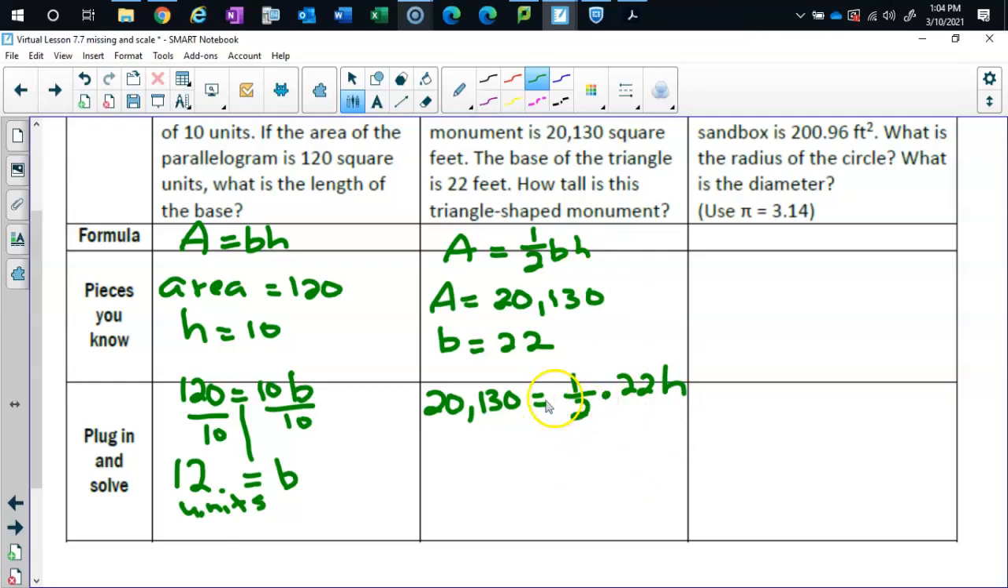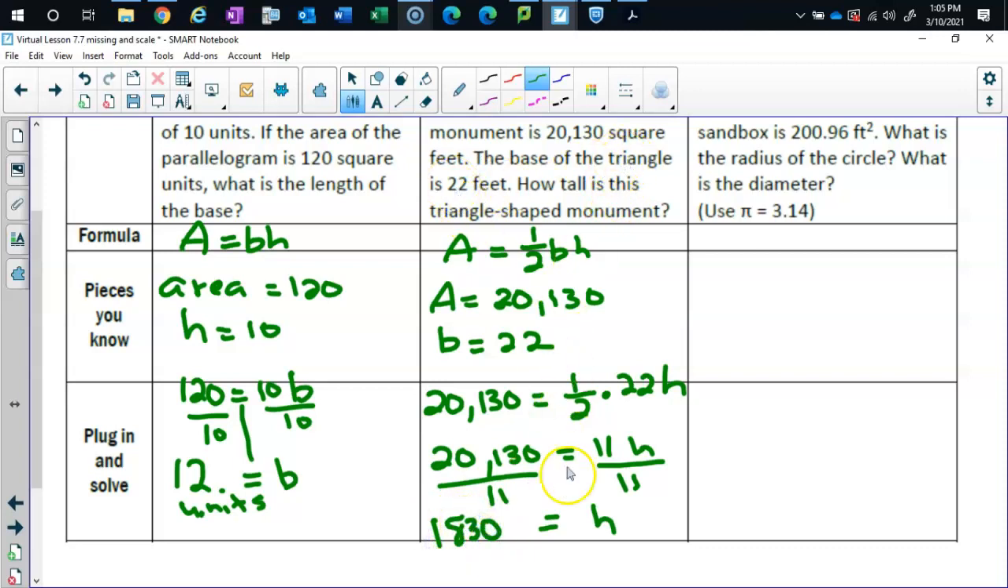Now, how do we solve this? First thing I do, 1/2 times 22. You punch that into your calculator and you get 11. So we've got 20,130 equals 11H. 1/2 times 22 is 11. To solve this, now I divide both sides by 11, and I end up with 1,830, and the label is going to be feet.